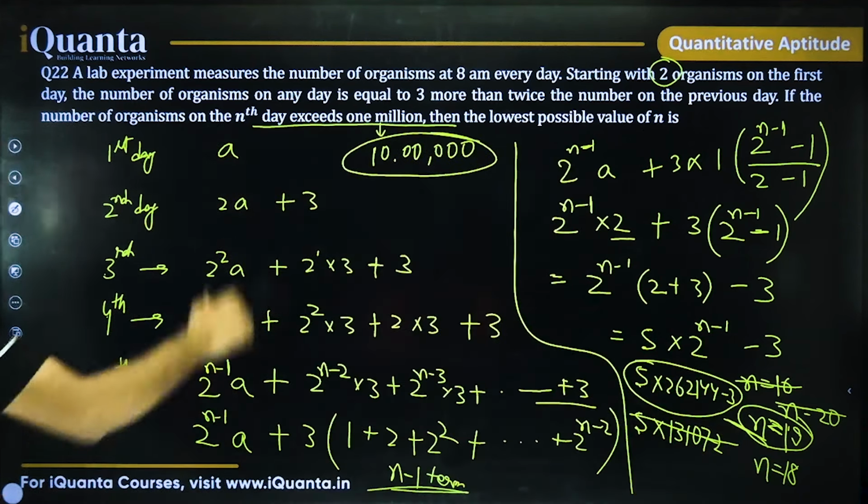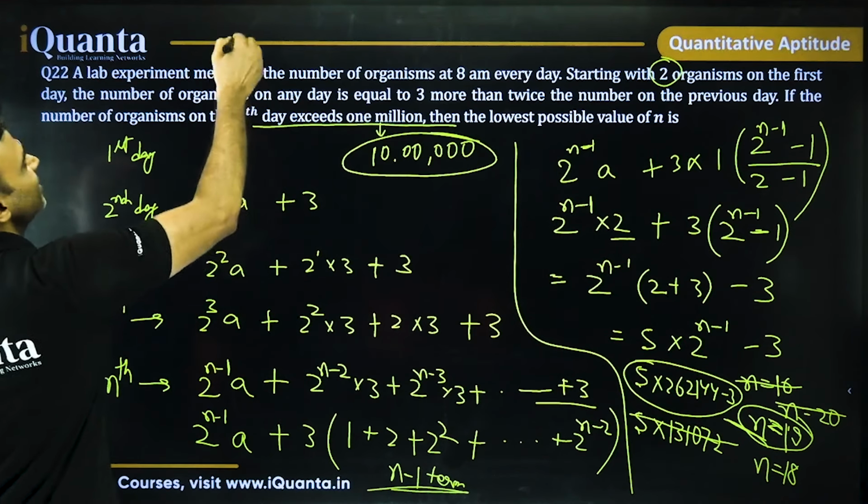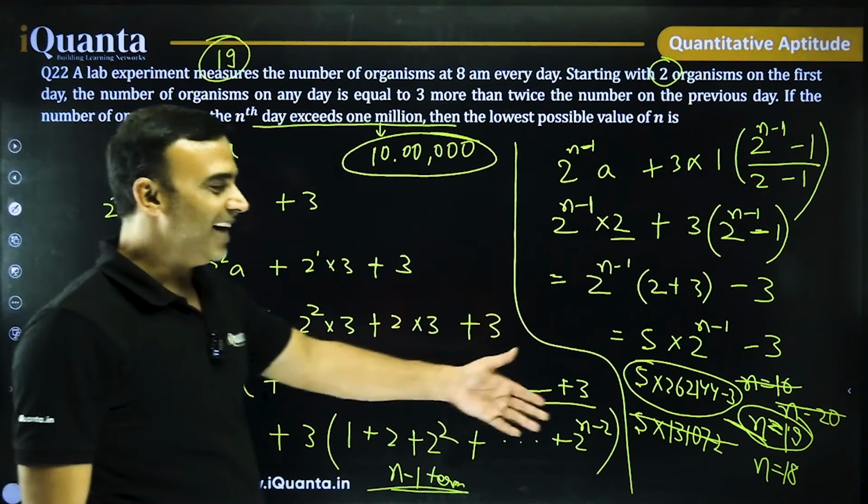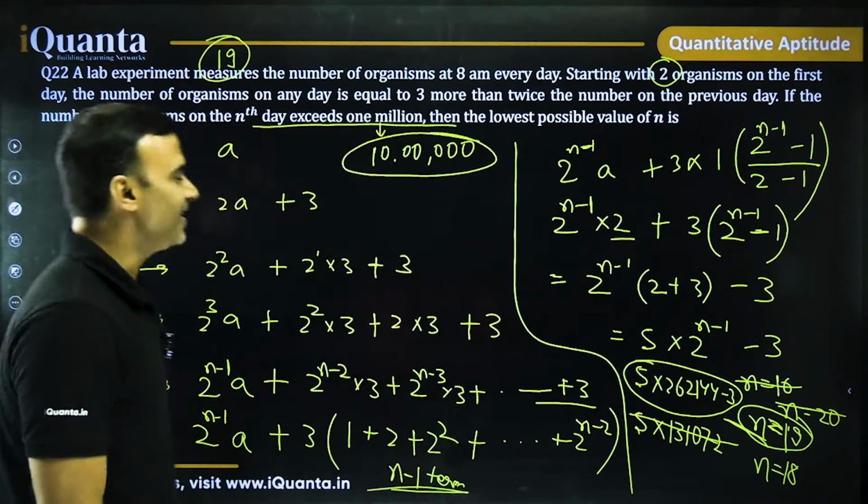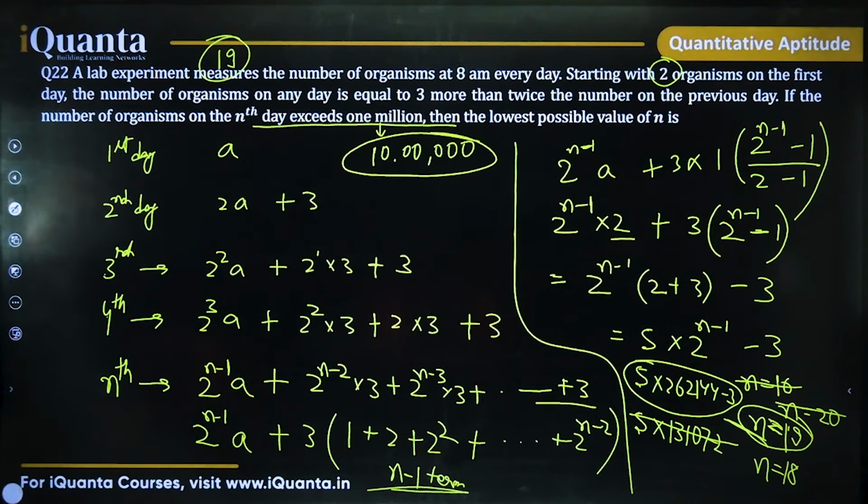So the lowest possible value of n is found by just putting the values of n and checking. As simple as that, right? So 19 should be the answer. 19 is the answer of this question.